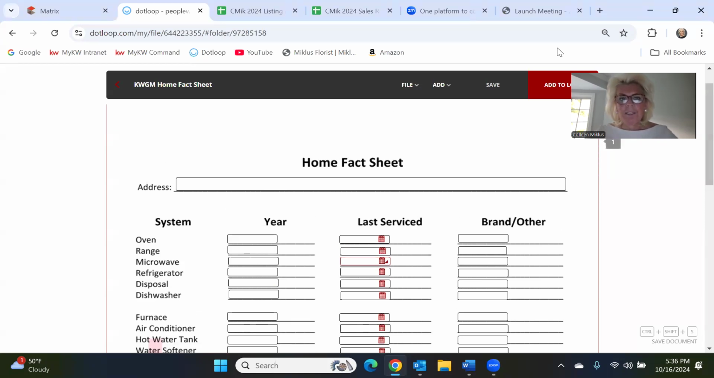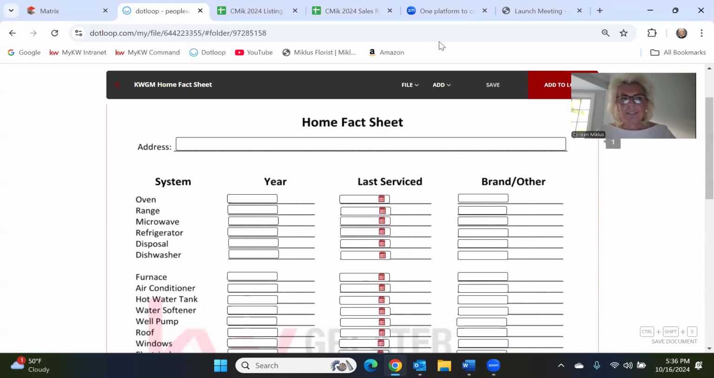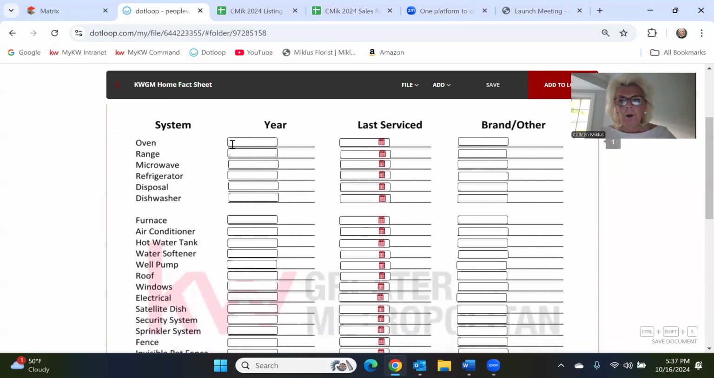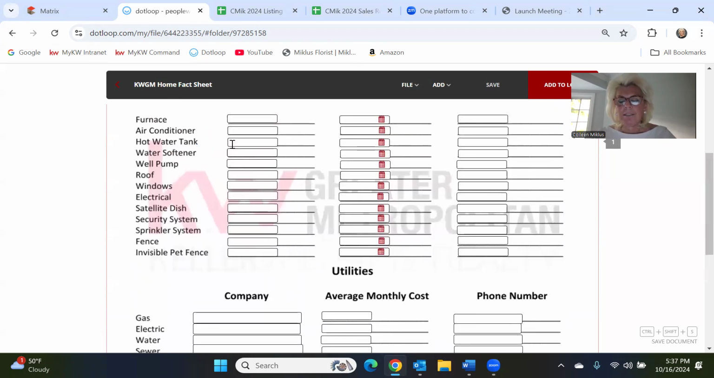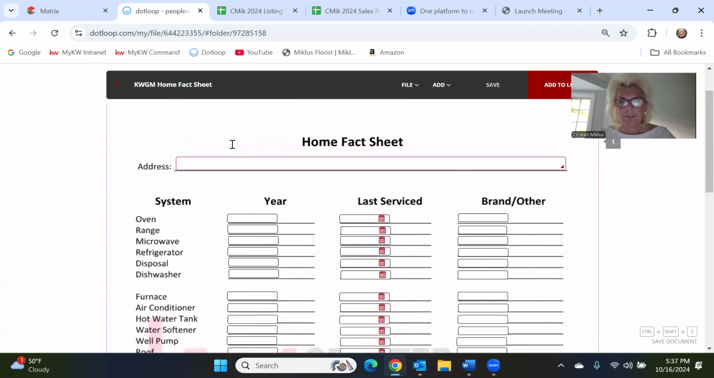Today we are going to talk about the home fact sheet. This is listed in the Miklas team listing packet under the KWGM home fact sheet. This is when you're taking a listing and you want to acknowledge and record all of the systems in the seller's home as well as the average utilities. You will get asked these questions from buyer's agents. So this form is nice to have.